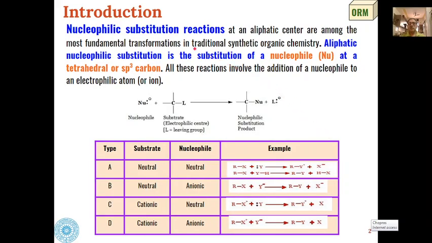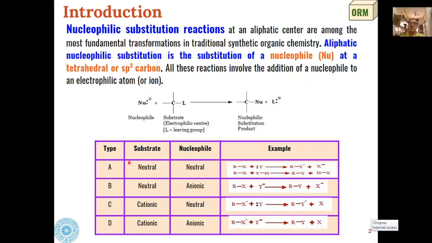These nucleophilic substitution reactions, as you know, take place at an aliphatic center, which is electrophilic in nature, and from this electrophilic center, one of the groups, which is called the leaving group, is substituted by a nucleophile, and this type of substitution of one group from an electrophilic center by a nucleophile is known as nucleophilic substitution reaction, which we have done in the first lecture also.